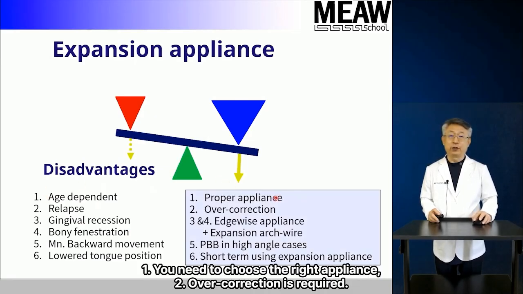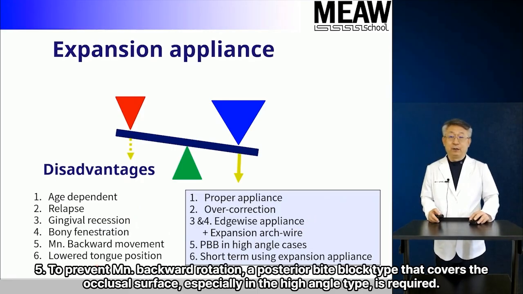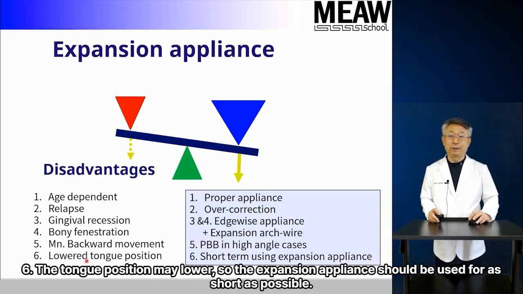You need to choose the right appliance. 2. Overcorrection is required. 3 and 4. Use strategic leveling and expansion arch wire to reduce gingival recession and bony fenestration. 5. To prevent backward rotation of the mandible, a posterior bite block type that covers the occlusal surface, especially in the high-angle type, is required. 6. The tongue position may lower, so the expansion appliance should be used for as short a time as possible.